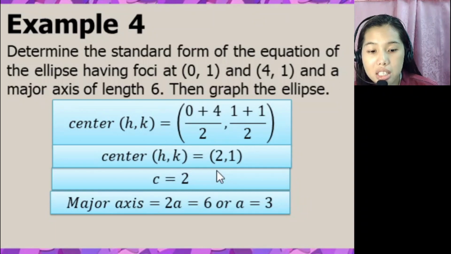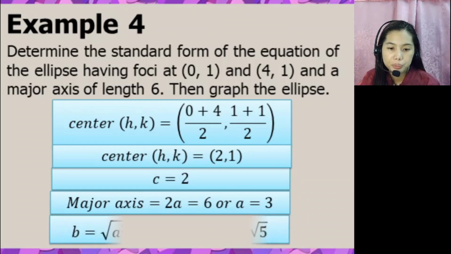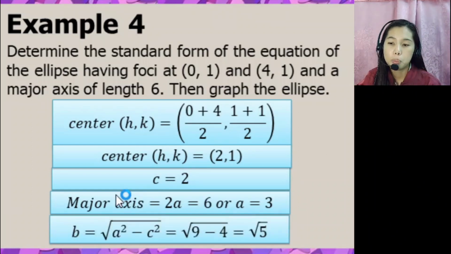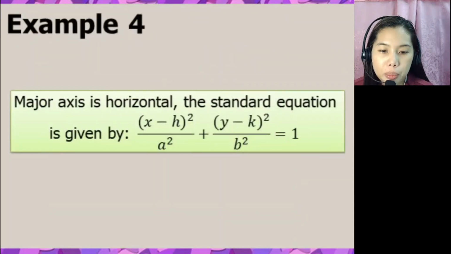And our major axis is equal to 2A, which is equivalent to 6. So our A here is equal to 3. In this case, our B is the square root of A squared minus C squared, which equals the square root of 5. Now to continue, example number 4, the major axis is horizontal.